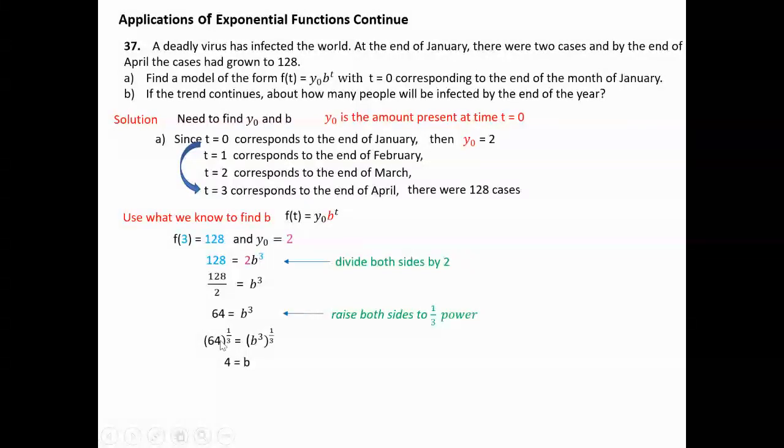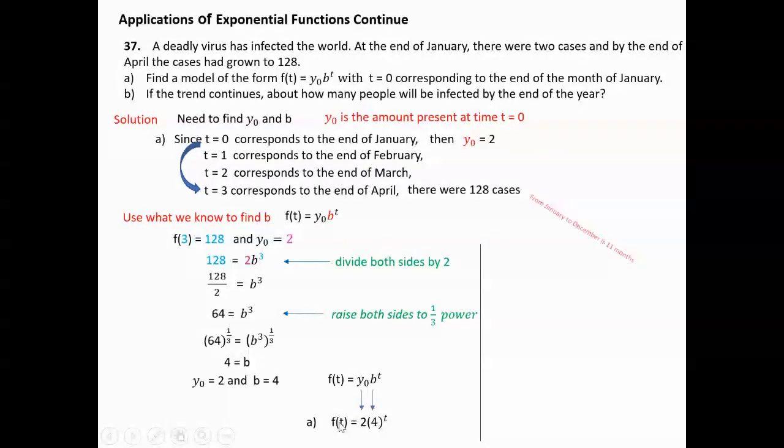You can go from exponential to a radical, or you can put it in the calculator. So the answer is 4. So b equals 4. Y naught equals 2, and b is 4. So let's plug them into the formula. My y naught is 2, and my b is 4. So this is my model, or the function that we're looking for. So that's the answer for part A.